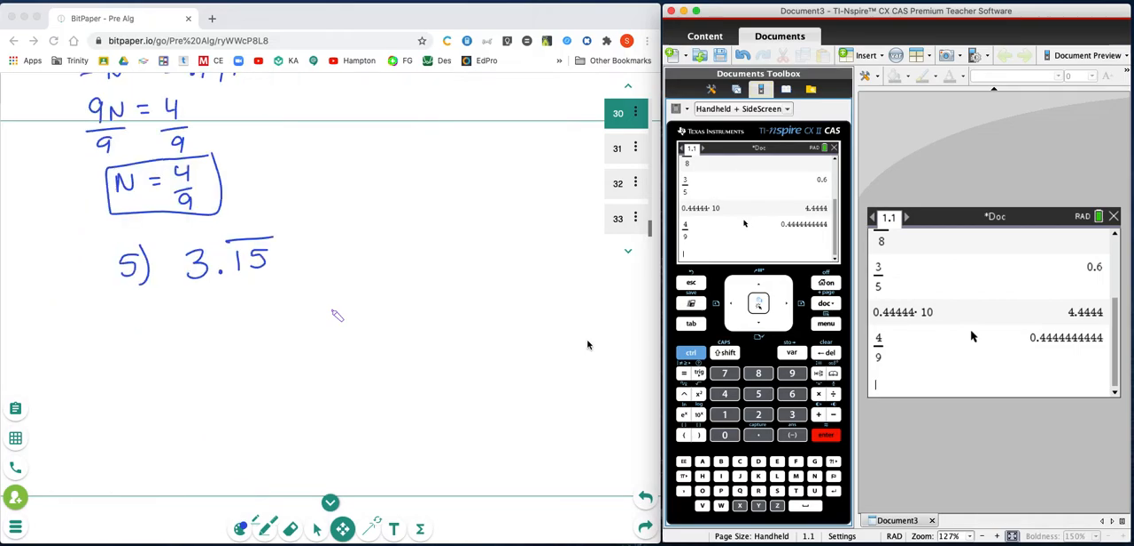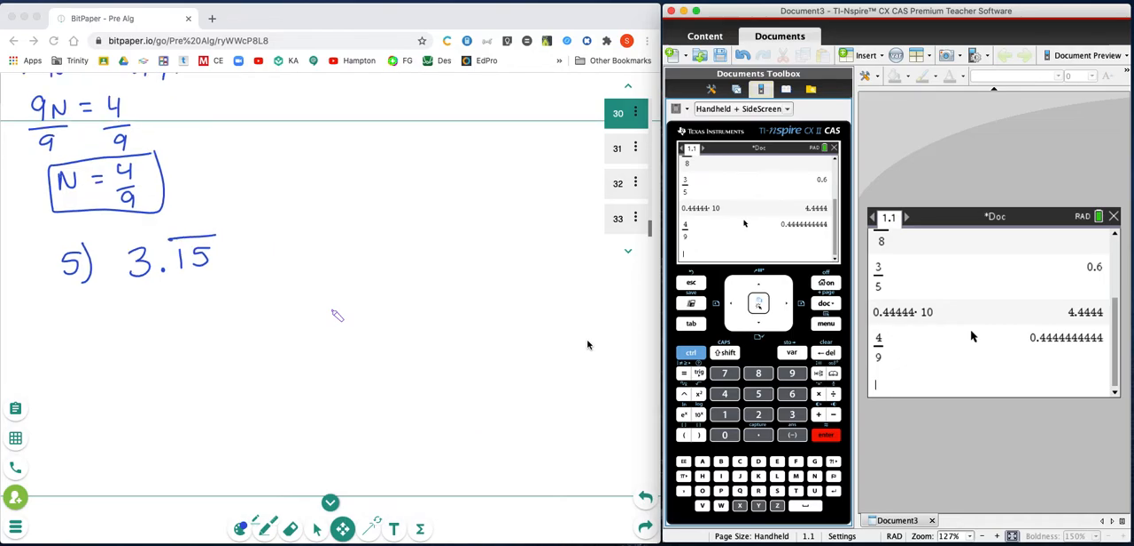The next one is 3.15 repeating. So notice that I have a whole number, and I'm going to go ahead and write that whole number in my answer because that whole number is not going to change. So it's going to be 3. And now what I need to do is change the repeating 15 into a fraction.